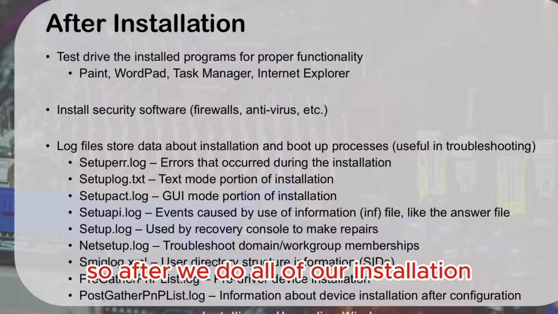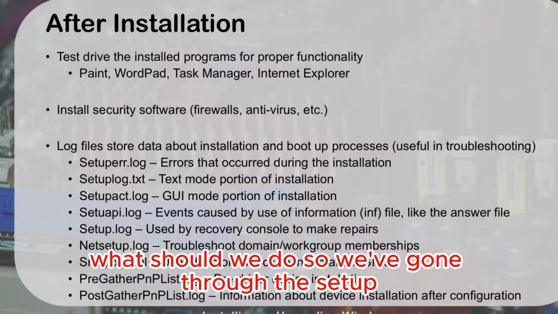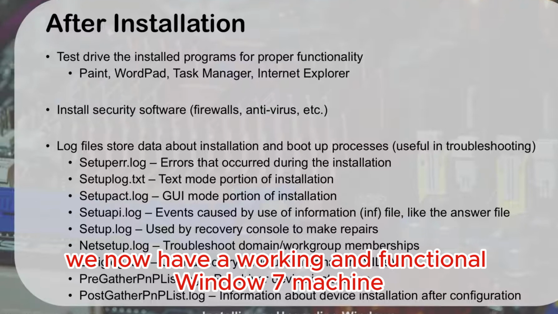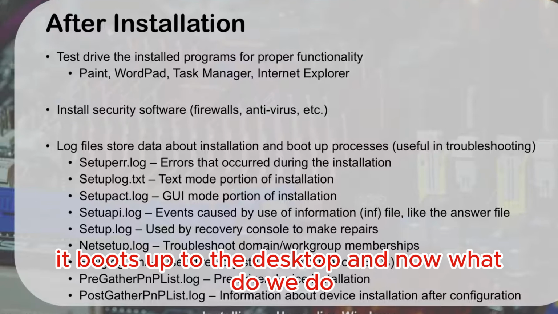So after we do all of our installation, what should we do? We've gone through the setup, we've done the imaging, whatever we're going to do. We now have a working and functional Windows 7 machine. It boots up to the desktop. And now what do we do?